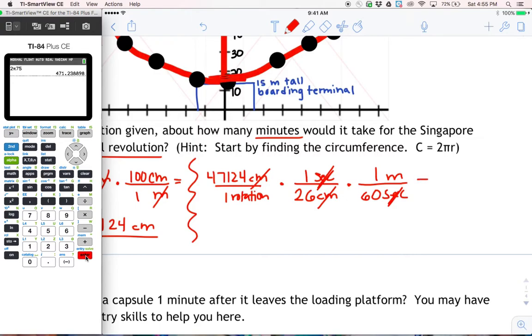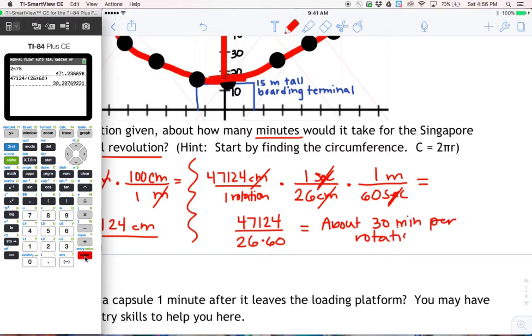That's what I wanted. Now remember, in fractions, you multiply straight across the top, which is going to give me 47,124 over 26 times 60, which, let's hit in our calculator here. So 47,124 divided by, by the way, if you don't use parentheses right now, you're going to get it wrong because your calculator is going to do order of operations. All right, times 60. Again, make sure those parentheses are there. And we get 30.207. I'm just going to say about 30 minutes. So about 30 minutes per rotation. And we're going to use this calculation here in a minute.